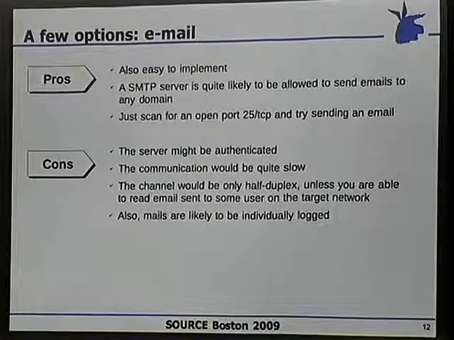Pretty much similar considerations for email. It's very easy to find an SMTP server. Just check if you can send mail to arbitrary domains, build up an email with your data and send it over. Again, the problem is that the server might be authenticated, so same problem as before. The communication would be relatively slow because, of course, you need to wait for the email to be delivered to your box. The channel would only be half duplex. You can send email out, but it's hard to respond to those emails unless your agent can read emails sent to some local users. And also, mails can be individually logged.